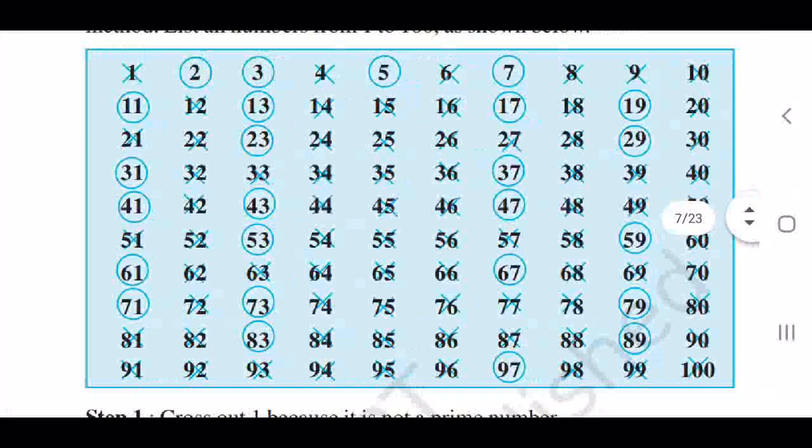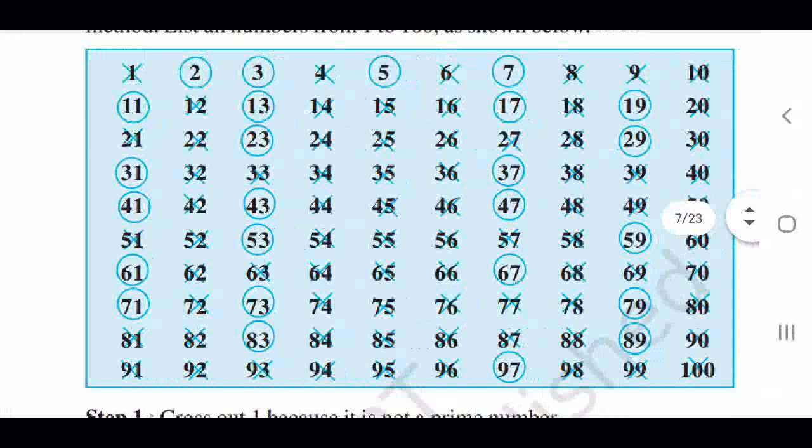How can you find the composite? I have said you. Once more I will tell. Start from 1. You know that 1 is neither prime nor composite. 1 is not a prime number. 1 is not a composite number. You cross it. 2 is a prime number. Encircle. Encircle means draw a circle around it. 2. Then multiples of 2 are composite numbers because 2, surely 2 will be the factor in that. So you cross out all multiples of 2.